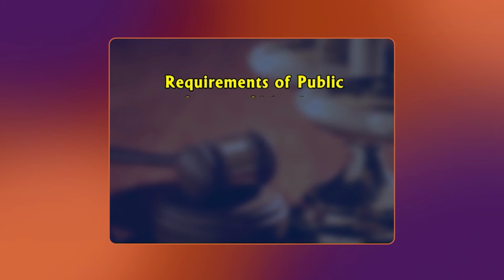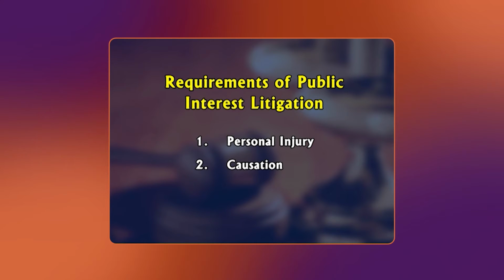Such litigation can be initiated only for redressal of a public injury, enforcement of a public duty, or vindicating interest of public nature. It is necessary that the petition is not filed for personal gain or private motive or for other extraneous consideration and is filed bona fide in public interest. There are three basic requirements to file the public interest litigation. They are number 1, personal injury, number 2, causation, and number 3, redressability.